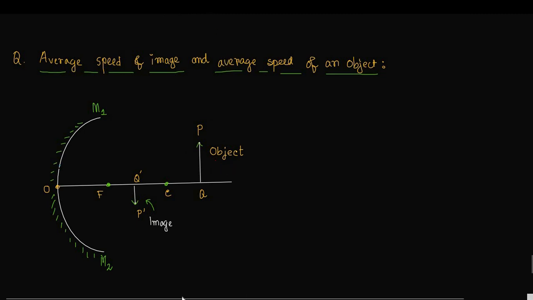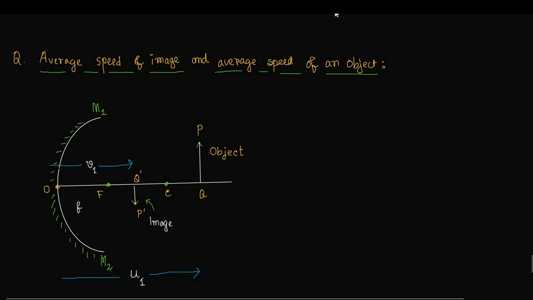Now the object PQ is at a distance u1 from the concave mirror M1M2. u1 is the initial distance of the object PQ from the mirror M1M2. Similarly, v1 is the initial distance of the real image P'Q' from the concave mirror.